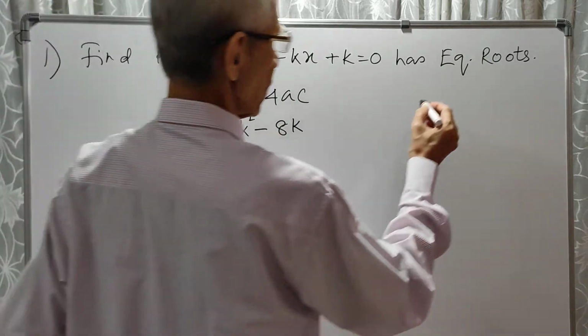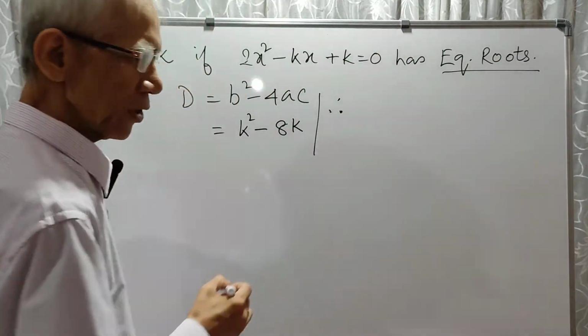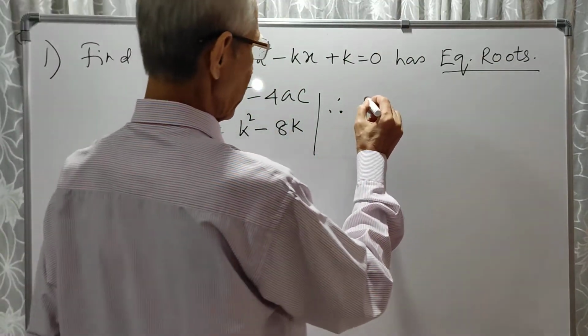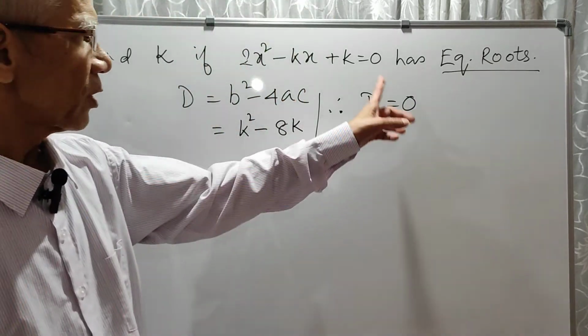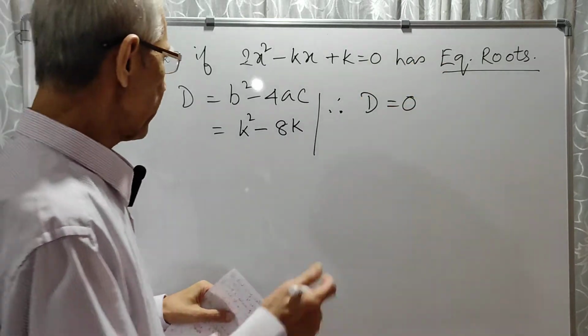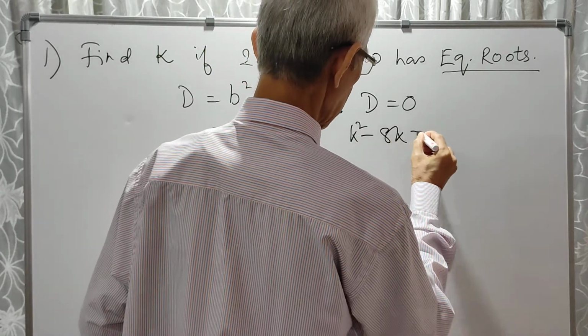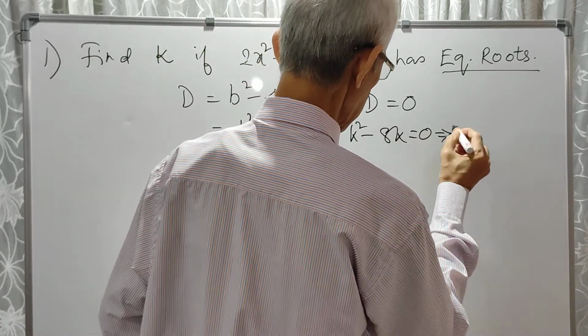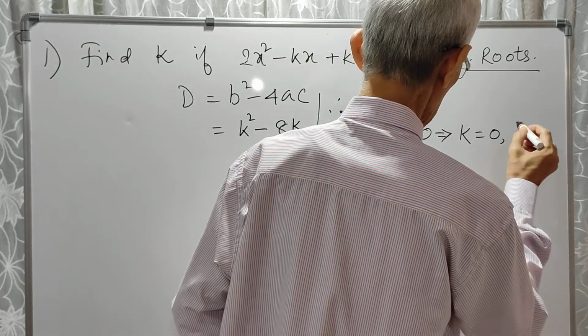Now since the equation has equal roots, therefore the discriminant is 0. Why is the discriminant 0? Because the equation has equal roots. Therefore k square minus 8k equal to 0. From here, if you solve, you will get k equal to 0 or 8.